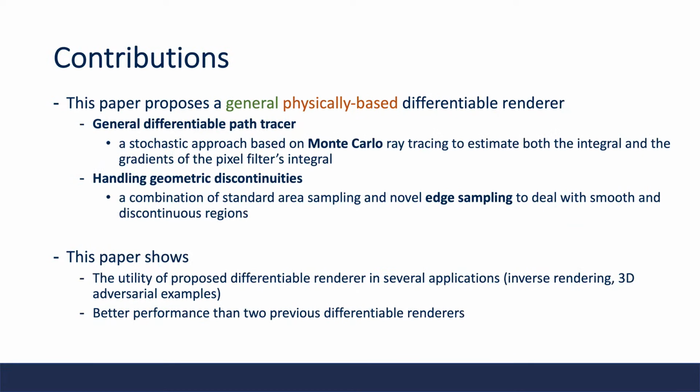There are two key insights of this paper. The first one is to compute the integral and rendering gradients correctly using Monte Carlo sampling. It also handles the geometry discontinuities through a novel edge sampling approach. Finally, this paper shows its utility on synthetic data and several real applications such as inverse rendering and producing 3D adversarial examples. It also produced more accurate gradients than two previous differentiable renderers.